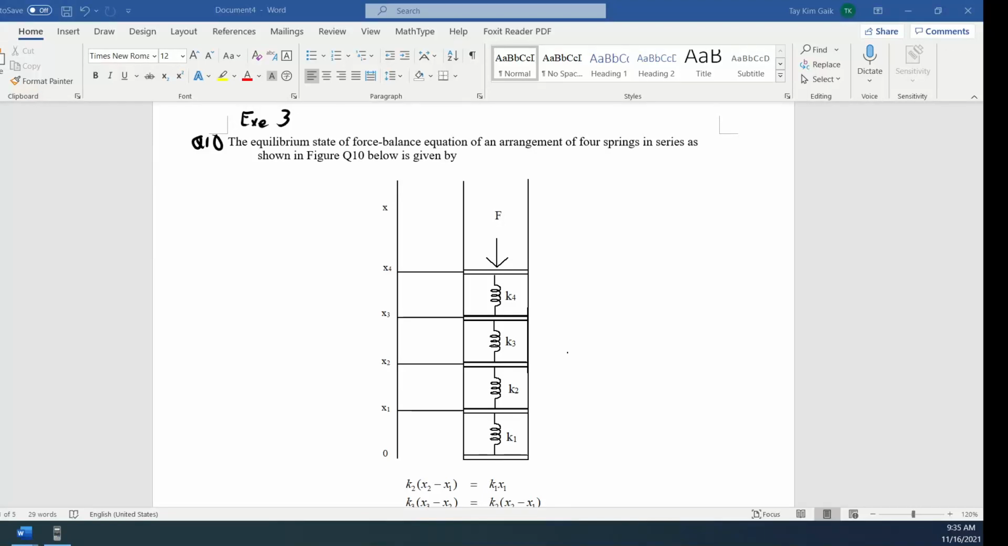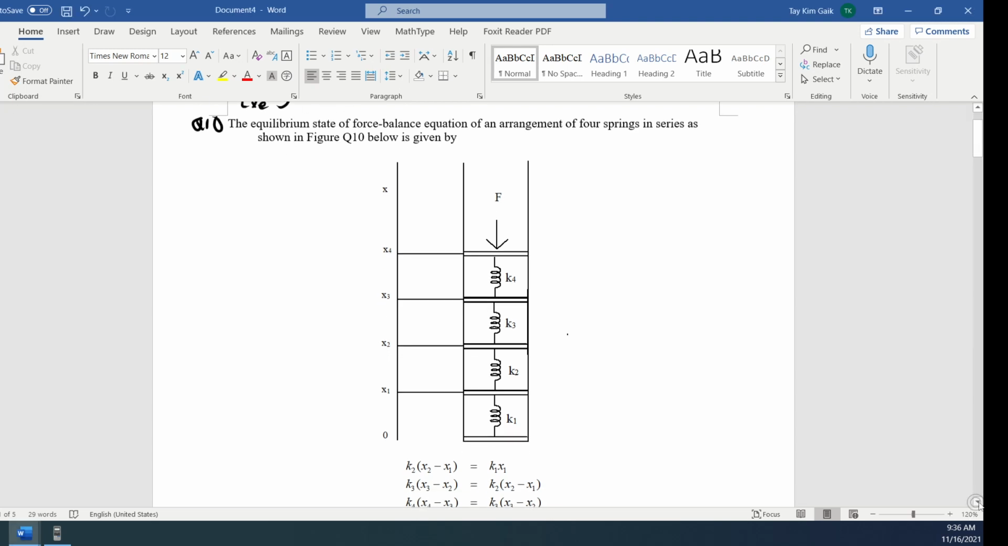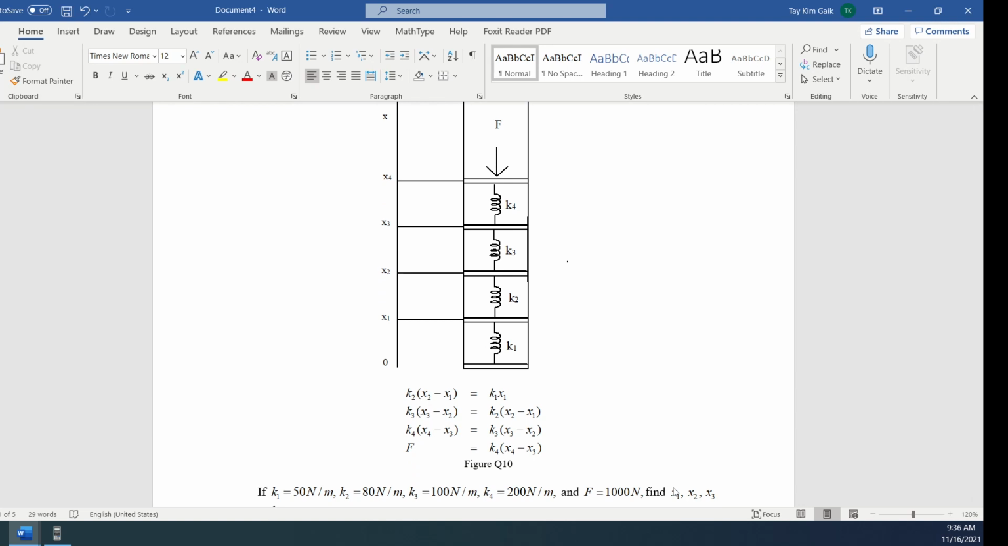Okay, this is Exercise 3, Question 10, the application question. The equilibrium state of the force balance equation of an arrangement of 4 springs with elasticity constants K1, K2, K3, K4 is given by the system of linear equations here. You have 4 unknowns, so you should have 4 equations.